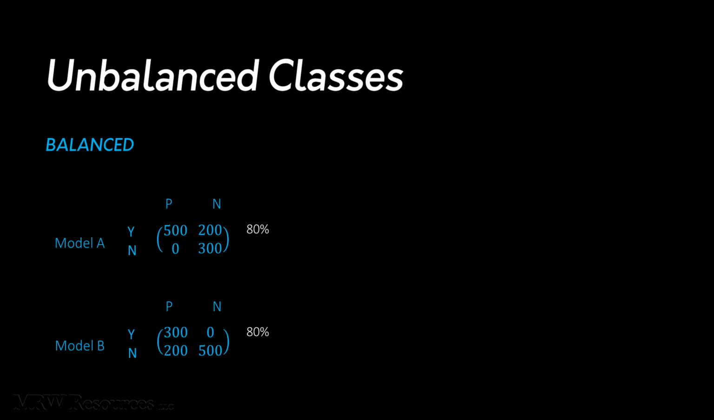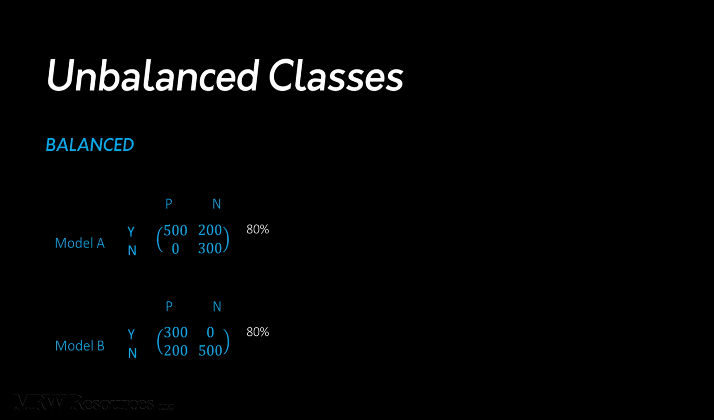So if we calculate the accuracy for the positive cases based on our confusion matrix, we can see that Model A has 100% accuracy for positive cases, while Model B has 60% accuracy for positive cases. For negative cases, we flip the script there. Model A has 60% accuracy, while Model B has 100% accuracy.